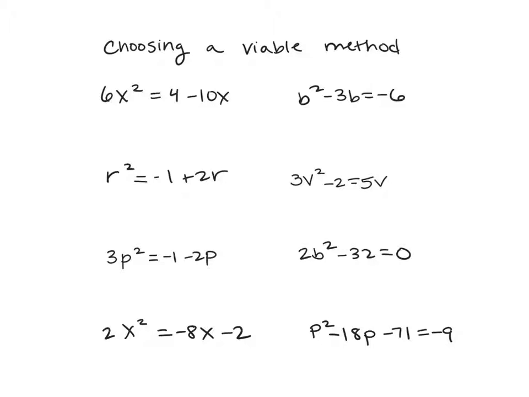Okay, our last topic is how to choose a viable method. When you look at a quadratic, you have several choices. You can complete the square, you can factor, you can solve by square rooting, or you can use the quadratic formula. But not every method will work every time. The only method that is a viable method every time is the quadratic formula. However, I don't think that's the easiest method because there's a lot of opportunities for mistakes.